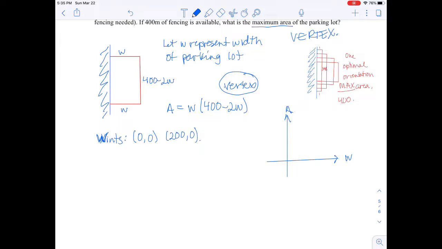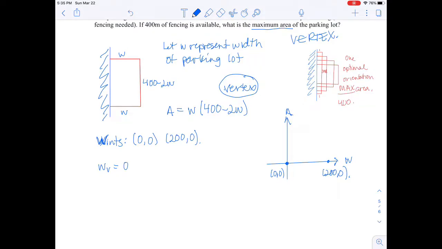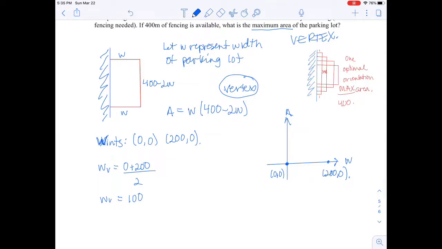If I plot the 2 points, here's my first one, 0, 0, and we'll call this 200, 0. Now what I want to do is find the width of my vertex, the width that gives me maximum area. If I add 0 plus 200 and take the midpoint, I know my optimal width is going to be 100 meters. If this is 100 meters and this is 100 meters, then this is 400 minus 200, which is 200 meters.